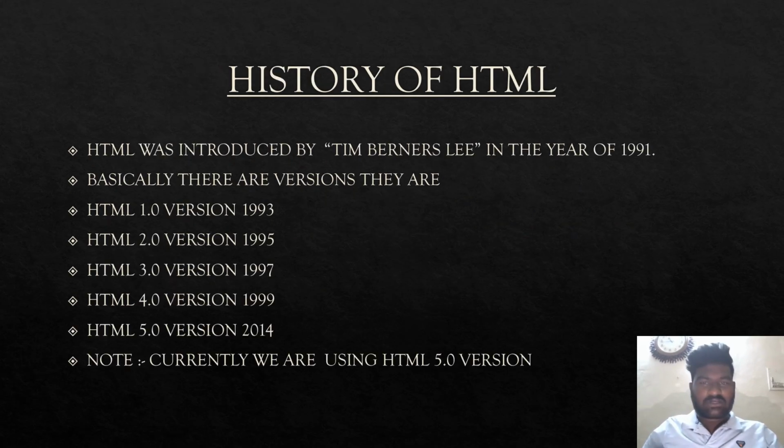So next thing, history of HTML. Basically HTML was introduced by Tim Berners-Lee in the year 1991. The versions are HTML 1.0, 2.0, 3.0, 4.0, 5.0. But right now we are using the present HTML 5.0 version. It was developed in 2014.